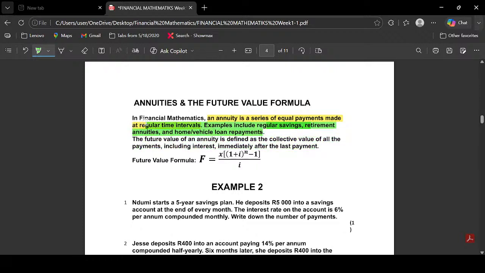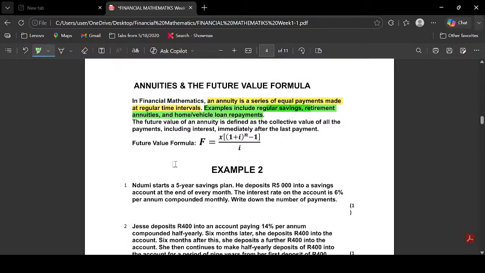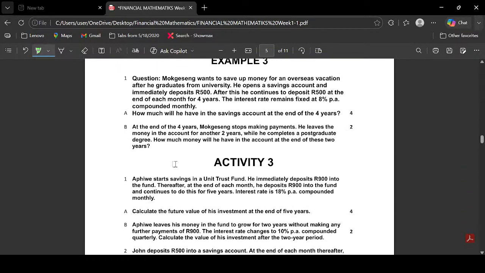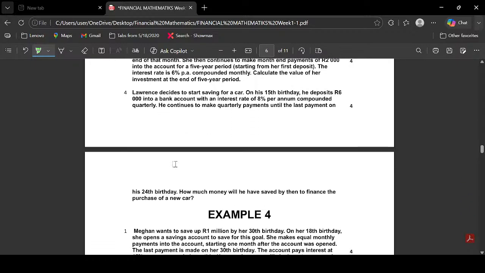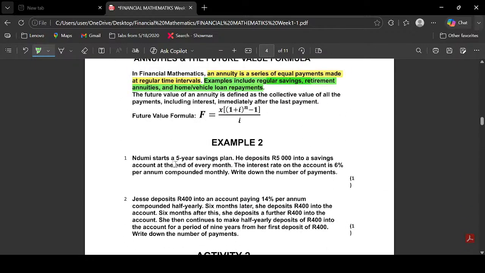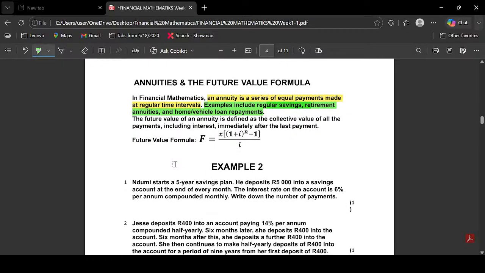Okay, now how do they define a present value? Do they define a present value? No, they didn't define a present value here. Now, the difference between present value and future value is that present value is the money excluding interest. So, just look at the definition of future value. What does it say? It says the future value of an annuity is defined as the collective value of all payments, including interest, immediately after the last payment.